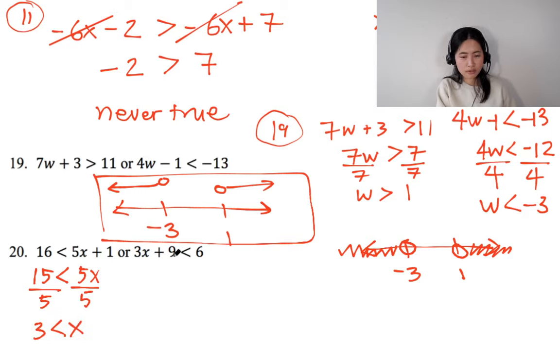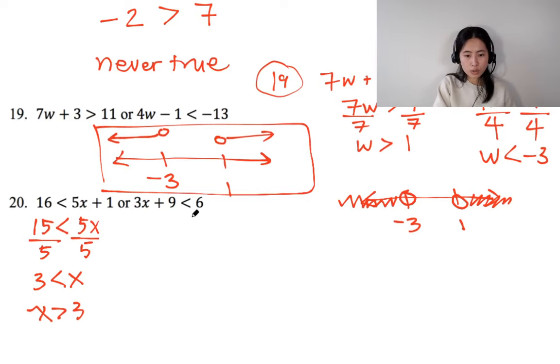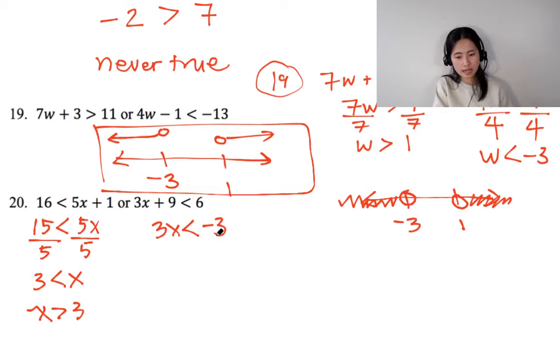On the other hand, you have 3x plus 9. Let's just write this better. X greater than 3. Okay, so you have 3x, and this is going to be less than, and this is 6 minus 9, which is going to be negative 3, right? So I'm moving 9 to the opposite side of the equation. I get negative 3, dividing both sides by 3.